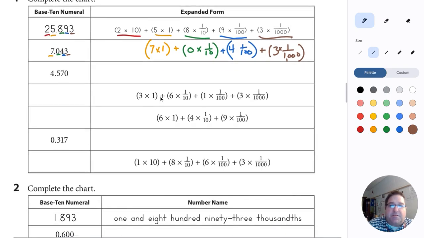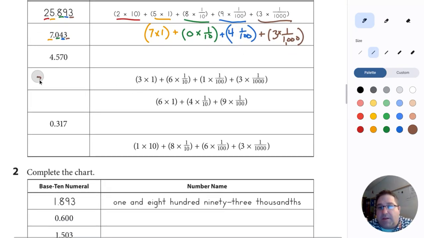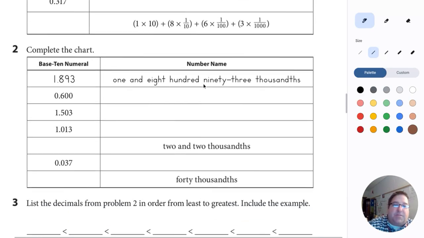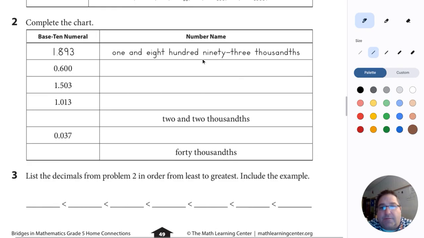And then just reverse for this side. 3 times 1 would be 3. 6 times 1/10 would be 6/10. 1 times 100th would be 100th. And 3 times 1,000ths would be 3 thousandths. 3 and 613 thousandths. 3, 6, 1, 3. Just breaking those apart. And then we've done this quite a bit. This is just where you write out the words. 1 and 893 thousandths. That's what they wrote. 1 and 893 thousandths. Again, we're just matching each part.